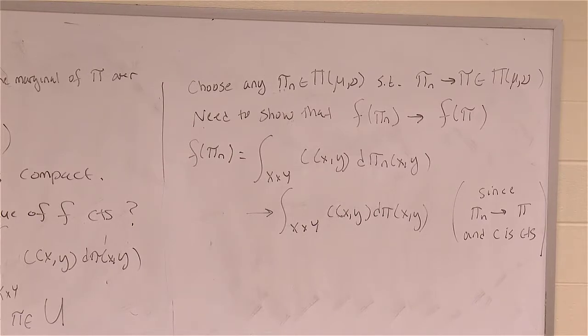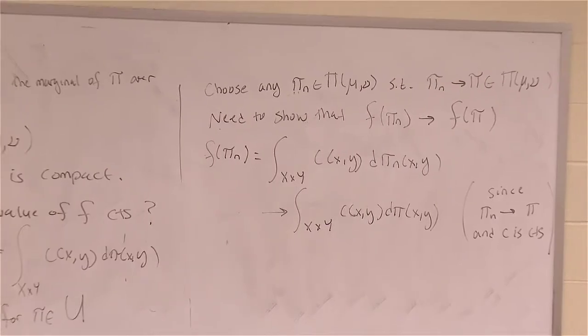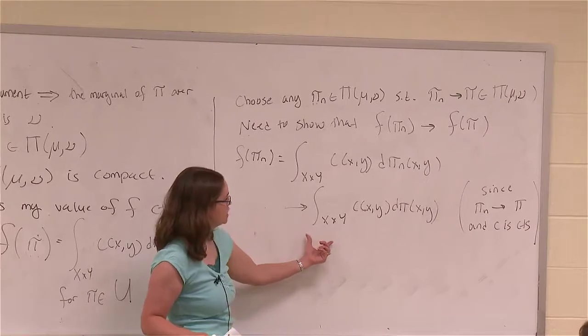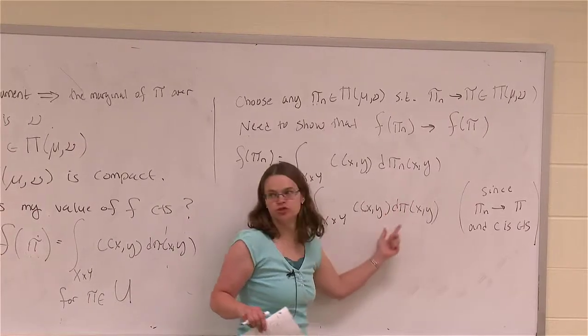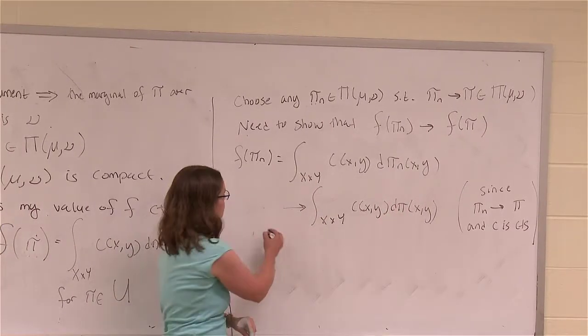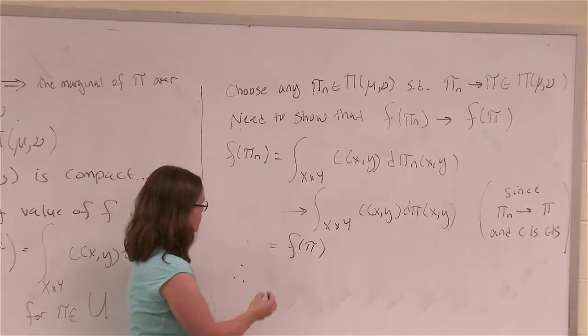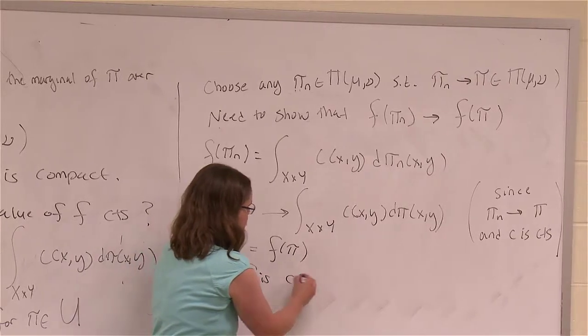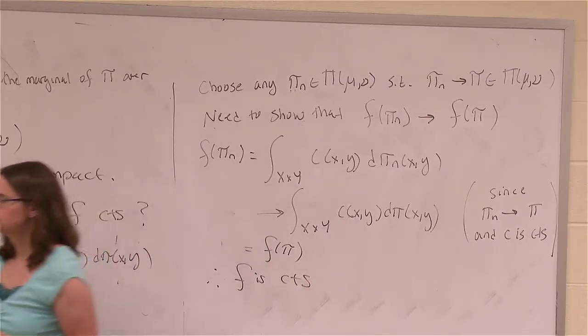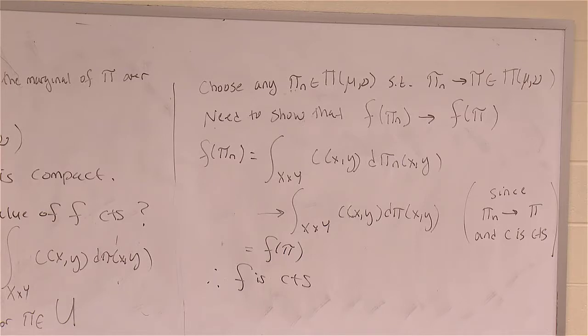And we're done. This was a one-liner. Right? This is exactly the thing that we wanted. This is my function f applied to this limiting measure. Okay, so we can say, great, that wasn't too much work. F is continuous. Any questions there?